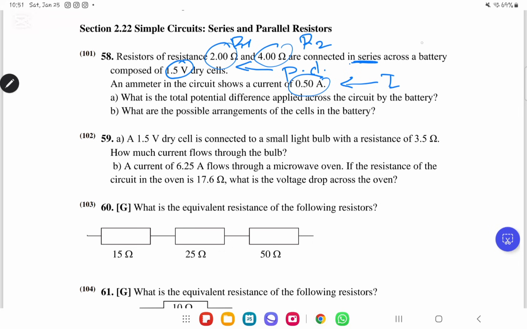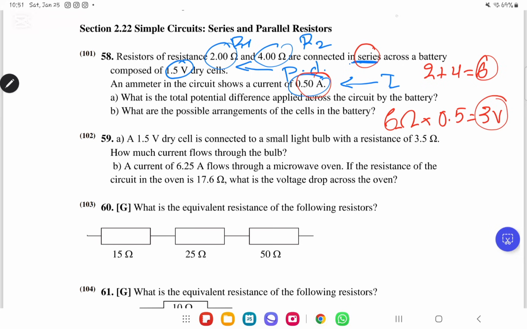So very simply, how we are going to find it is we are going to find the equivalent resistance, okay? To find the equivalent resistance, since they are in series, we're just going to add them. So 2 plus 4 equals 6. So 6 is our resistance. We are going to multiply it by our current, which is 0.5, since the current is the same everywhere in series. So 6 times 0.5 is what? Is 3 volts, a 3 volt battery.